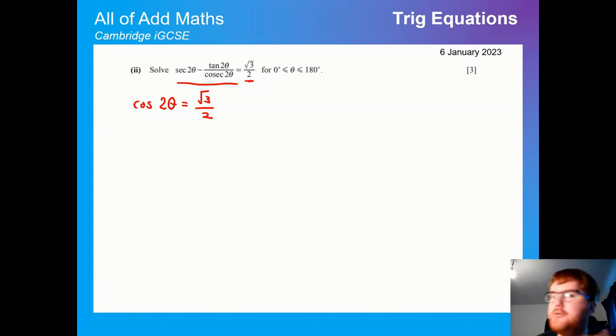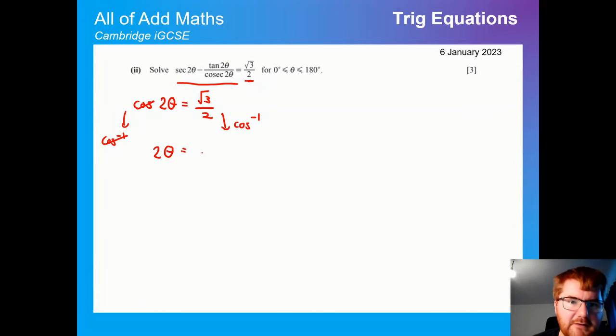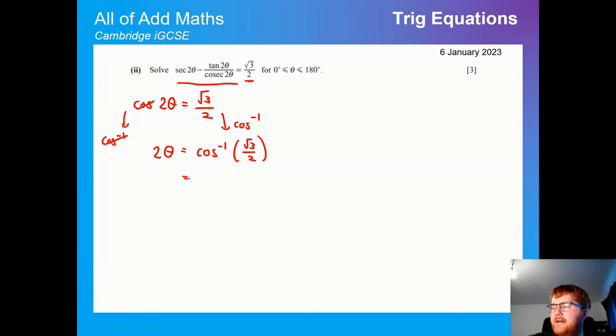At this point, again, we're going to approach it very similarly to the previous questions. What's the opposite of cosine? Well, inverse cosine on both sides. This cancels, so we're left with 2 theta equals the inverse cosine of root 3 over 2. Again, this is another exact value you should know. So it's important you know these exact values and you get used to just knowing it without using the calculator. Again, you can check this on the calculator. Obviously, we get 30 degrees here as our first answer from the calculator.